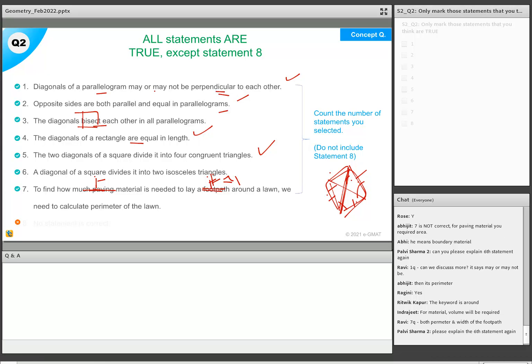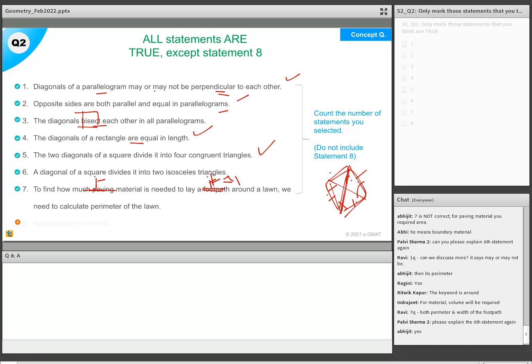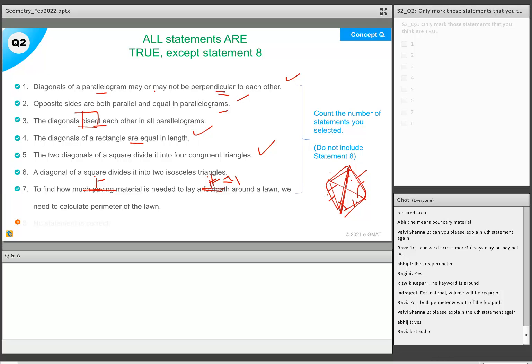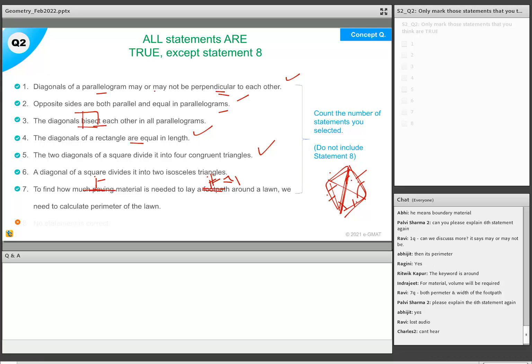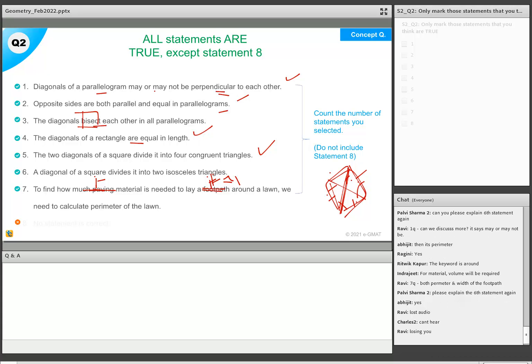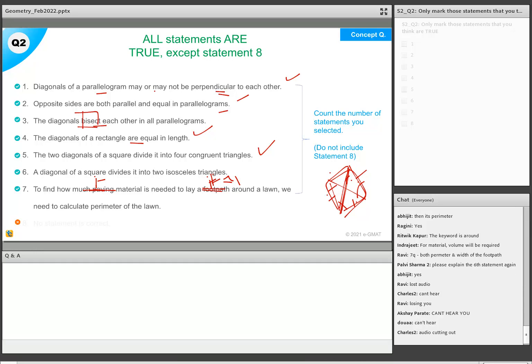Sixth statement again, of course. If you take a square, this is a square, right? Let's say this is phi, this is phi, this is phi, this is phi. Square is 90 degrees. It divides it into 2 isosceles triangles, right? This is one isosceles triangle. What is an isosceles triangle? 2 sides are the same, one side is not the same. Here, this side, the hypotenuse, would be phi root 2.